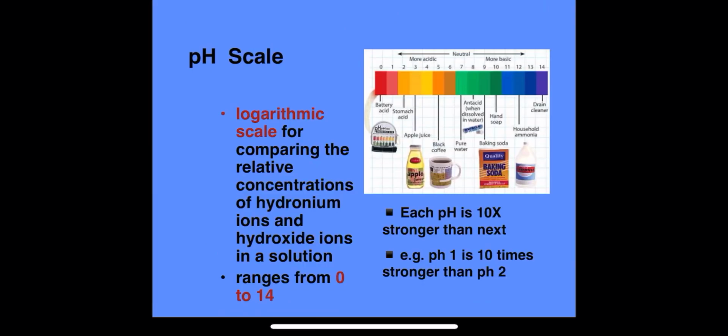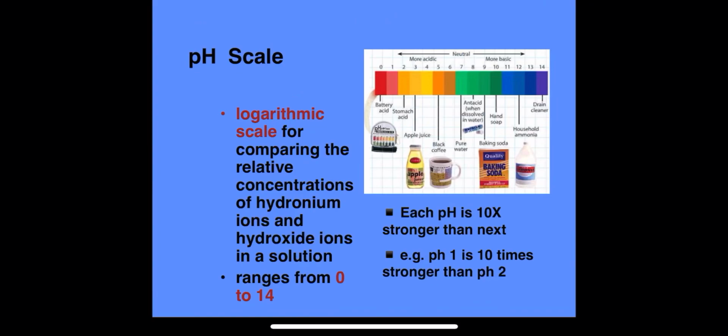So the pH scale is a logarithmic scale for comparing the relative concentration of hydronium ions and hydroxide ions in a solution. It ranges from 0 to 14. So each pH unit is 10 times stronger than the next. Example, pH 1 is 10 times stronger than pH 2. So as shown on the figure, the different liquids and chemicals show their acidity.